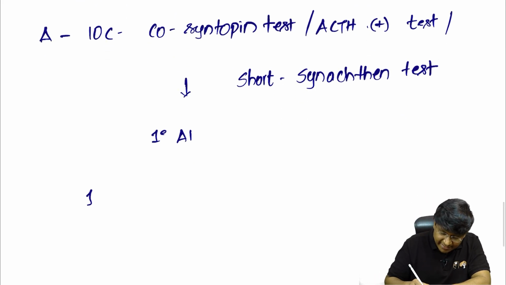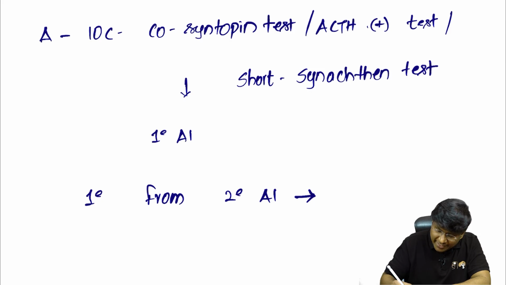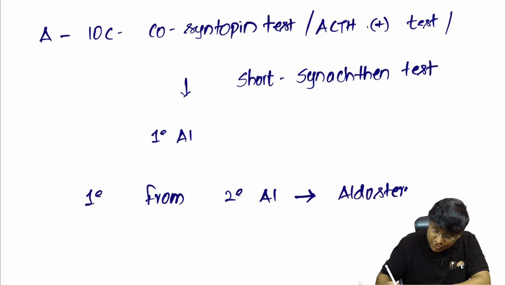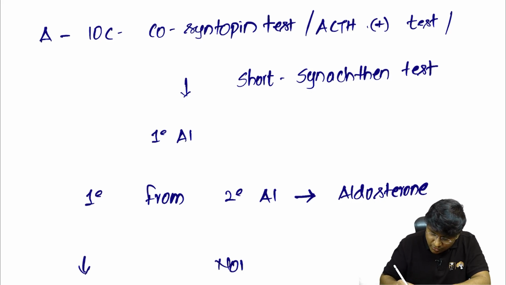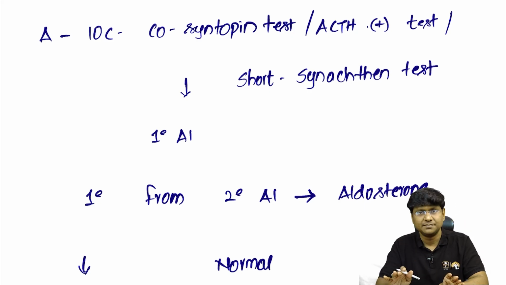Then how will you differentiate primary from the secondary adrenocortical insufficiency? That you will be able to make out by the aldosterone levels. So if you take the aldosterone levels, in primary they are decreased, whereas in secondary adrenocortical insufficiency, the aldosterone levels remain normal, right? So that is how you will differentiate primary from secondary adrenocortical insufficiency.